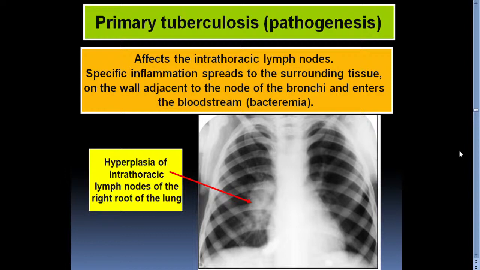Affects the intrathoracic lymph nodes. Specific inflammation spreads to the surrounding tissue on the wall adjacent to the node of the bronchi and enters the bloodstream. This is bacteremia.